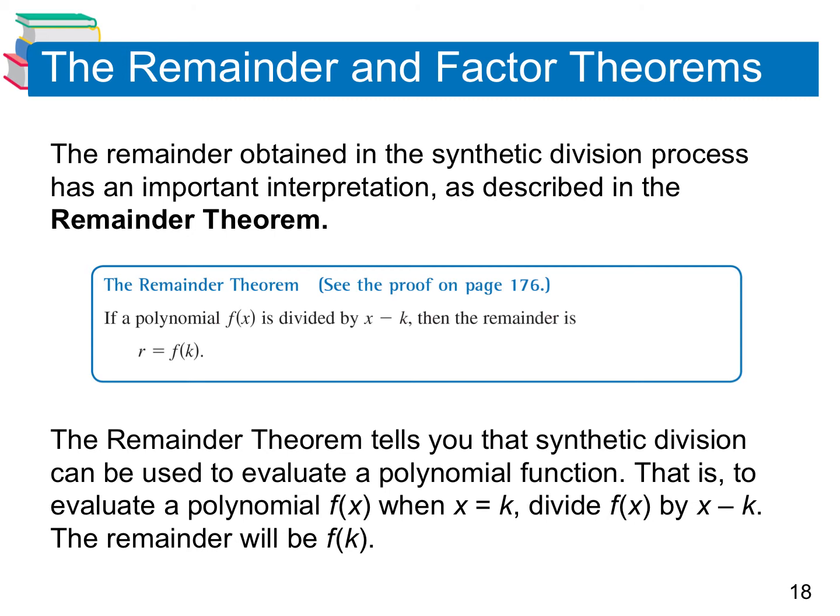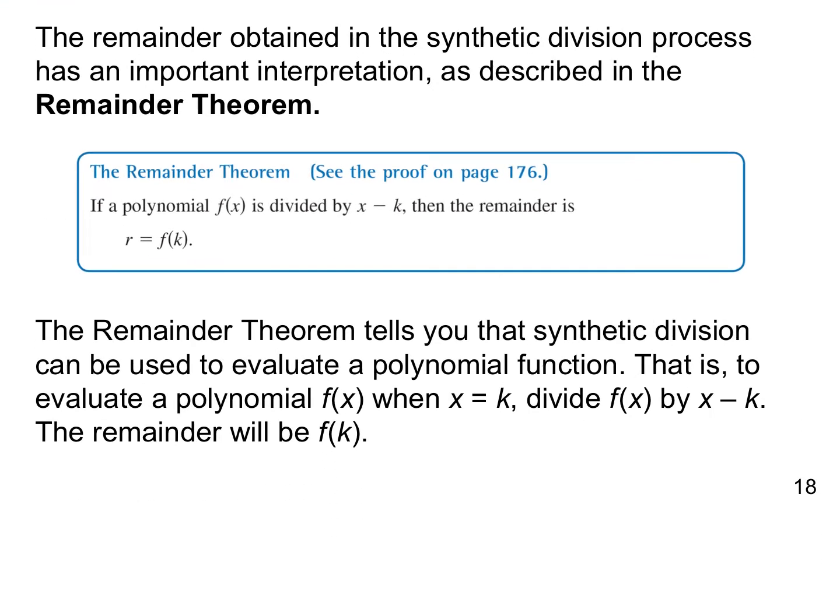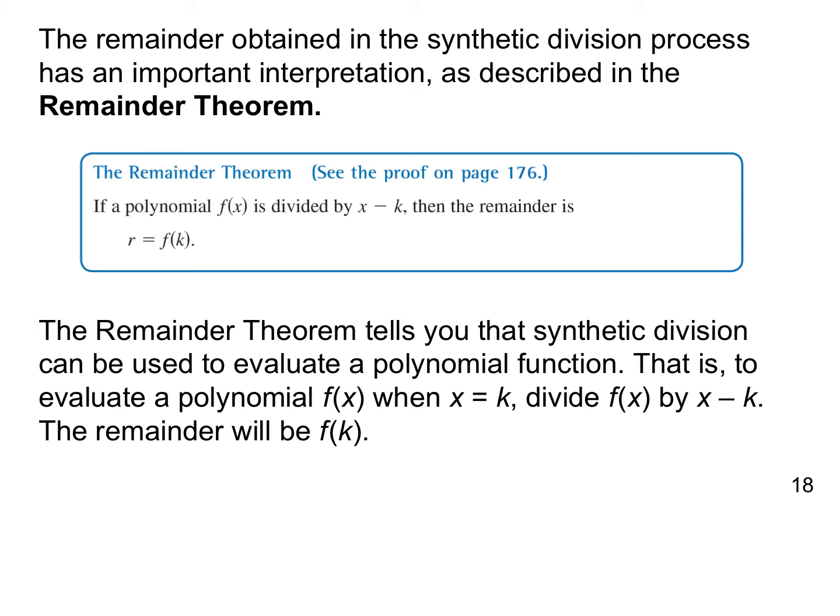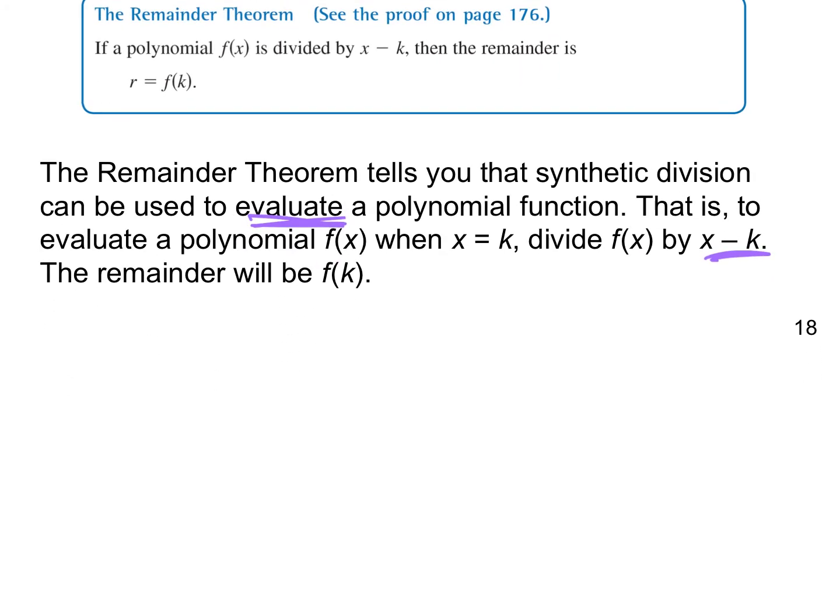It says the remainder obtained in the synthetic division process has an important interpretation, as described in the remainder theorem. The remainder theorem tells you that synthetic division can be used to evaluate a polynomial function. That is, to evaluate a polynomial f of x when x is equal to k, you divide by x minus k, and the remainder will be f of k. So if it tells us to evaluate some polynomial, we can take that number and use synthetic division instead of plugging it in. So I'll show you the next example. It'll make more sense when we actually have an example to look at.